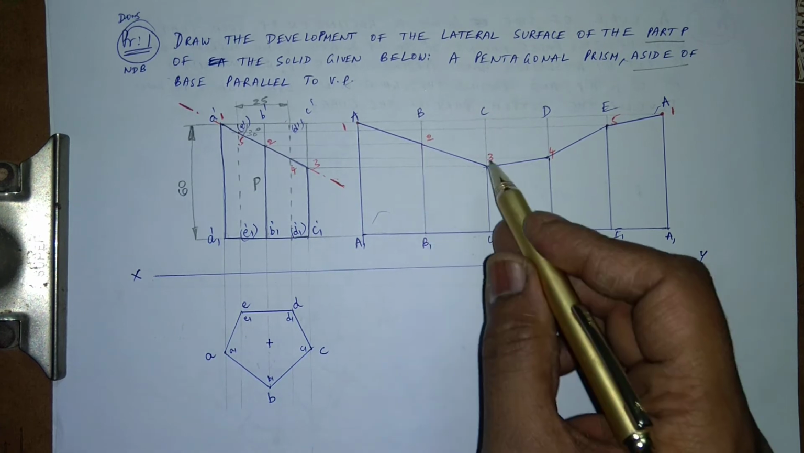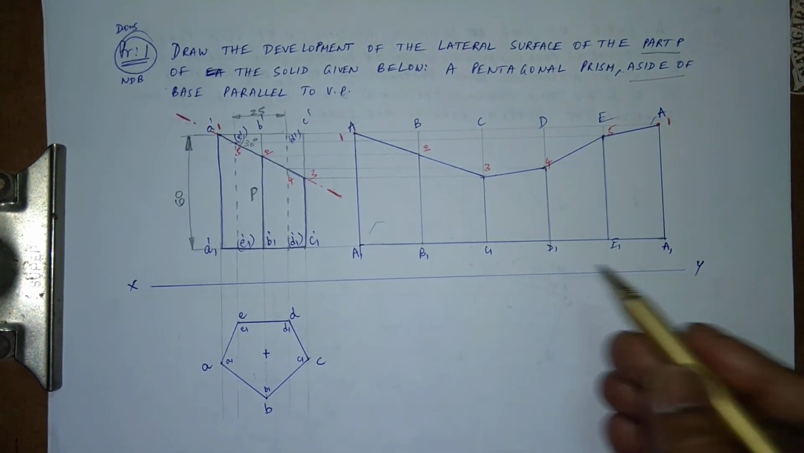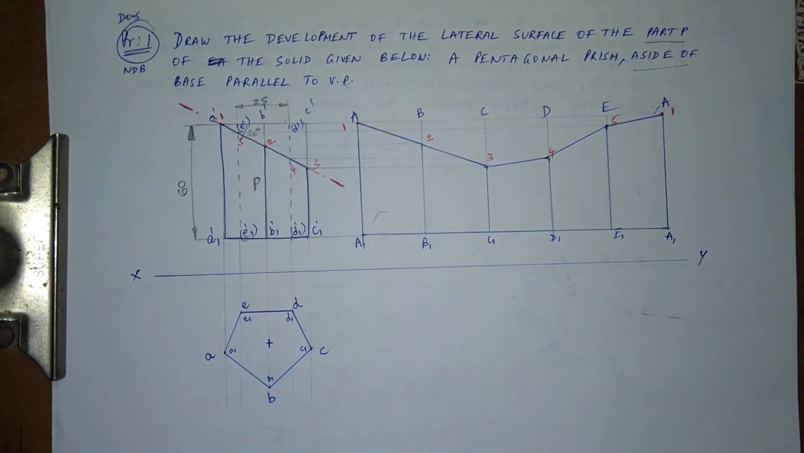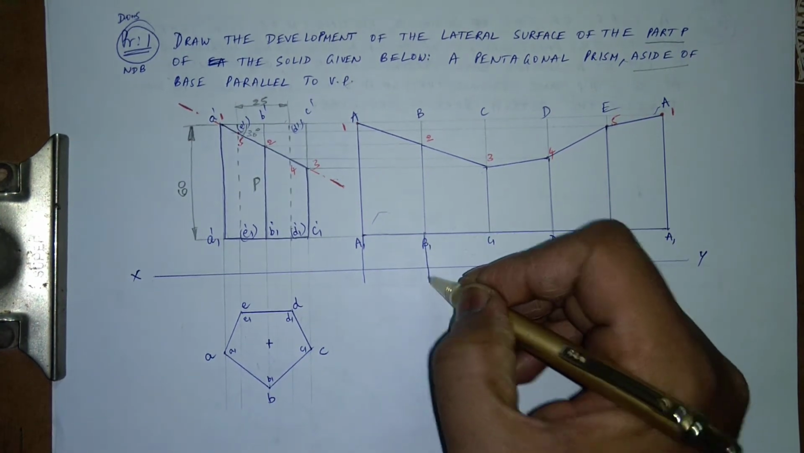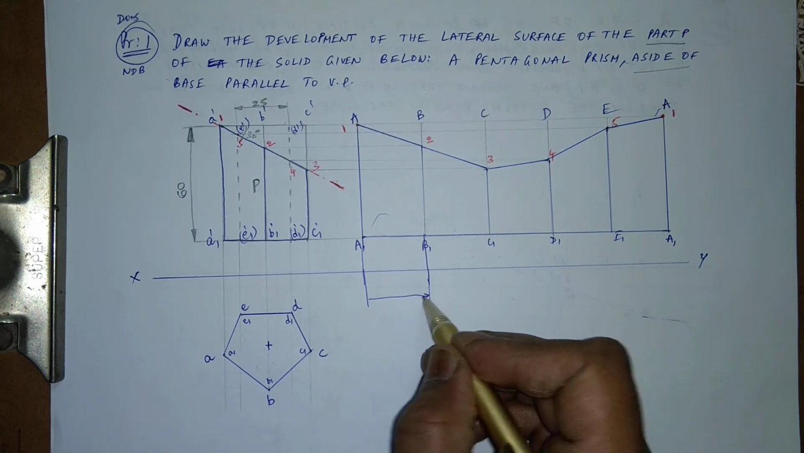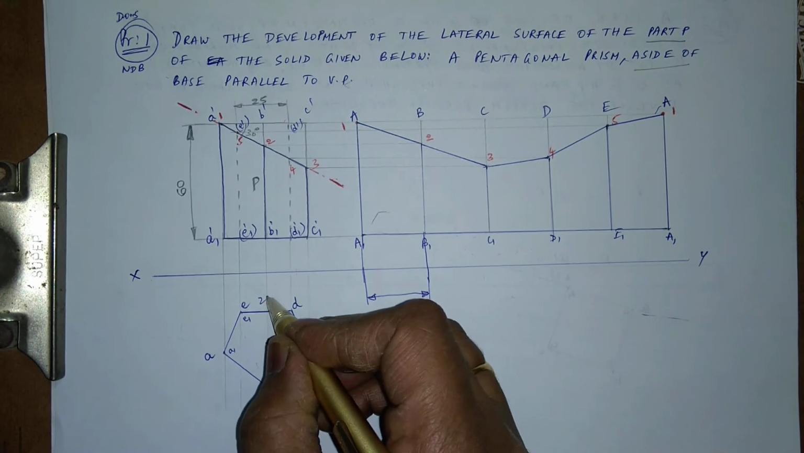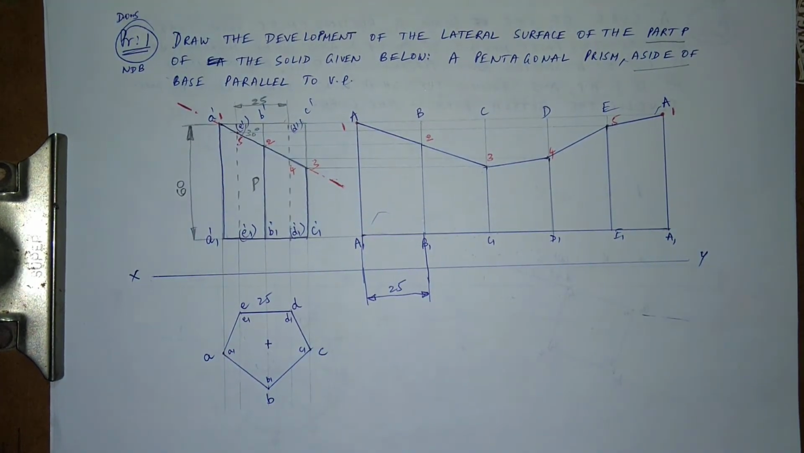So that is like A2. So there's 1, 2, 3, 4, 5, 1, and then the A1, B1, C1. This part is the remaining part. So this is the development of the surface. Here you have to know what this width is. This width is nothing but the width of this one. This is 25 here, so this has to be 25. So this is your first problem.